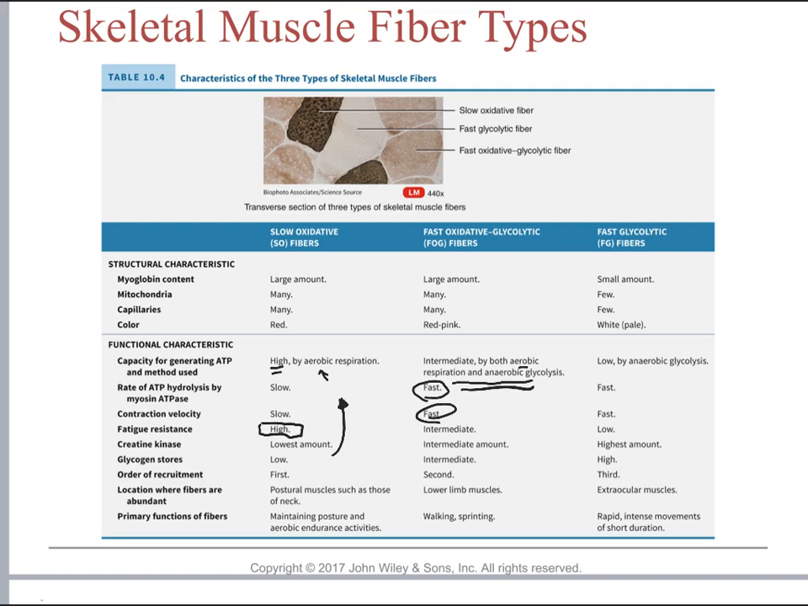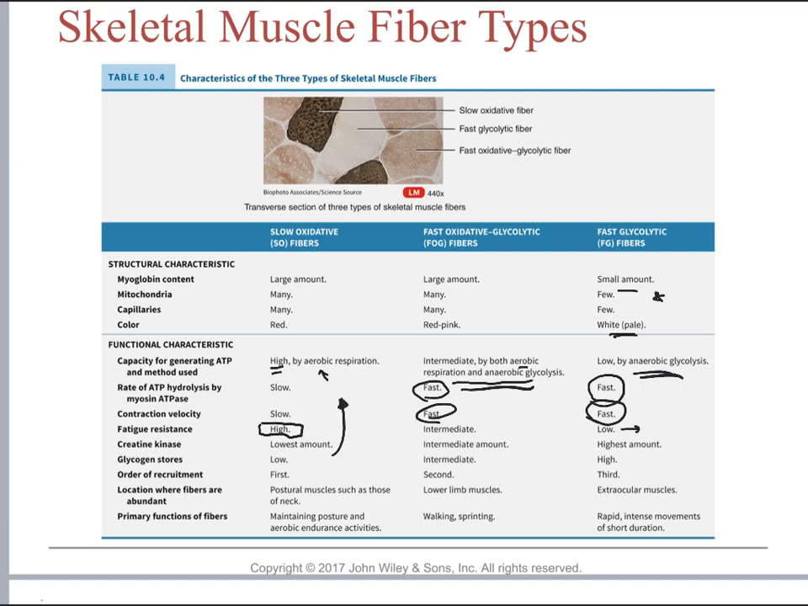Our fast glycolytic fibers are FG fibers. These are our white ones. These guys are going to have the lowest amount of myoglobin because they're white. That's why they're not red. Few mitochondria, few capillaries give us this white pale appearance. Now, look at the capacity for generating ATP. It doesn't have a lot of mitochondria, so it's low, by anaerobic glycolysis. The rate of hydrolysis for getting that energy is fast. Contraction velocity, fast.